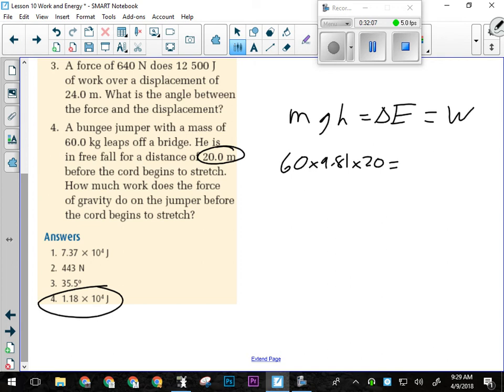No, because the person's not losing or gaining mechanical energy in this case. Their mechanical energy is staying the same. It's just being turned from potential to kinetic. Once the bungee cord starts to pull, then the energy becomes negative, because now they're transferring the energy to the bungee cord and changing its shape, lengthening it out. But something falling isn't losing mechanical energy.